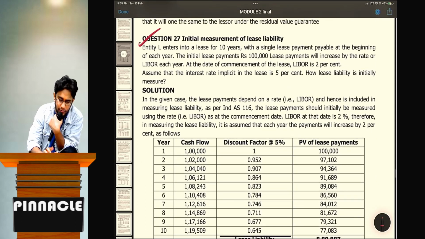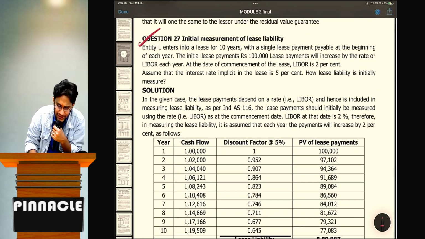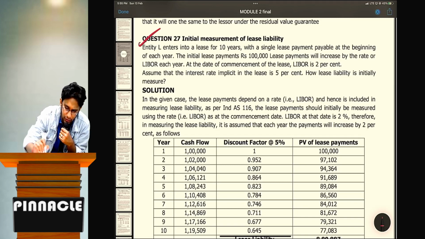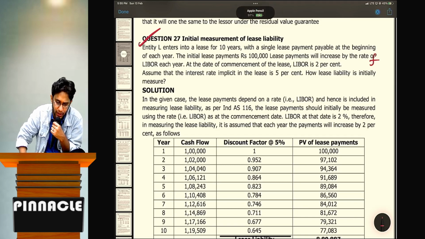Entity L, 27th one. Entity L enters into a lease for 10 years with a single lease payment payable at the beginning of each year. The lease payments are 1 lakh. Lease payments will increase by the rate of LIBOR each year. At the commencement of the lease, LIBOR is 2%. Assume that the IRIL, discounting rate, is 5%. How is the lease liability initially measured?